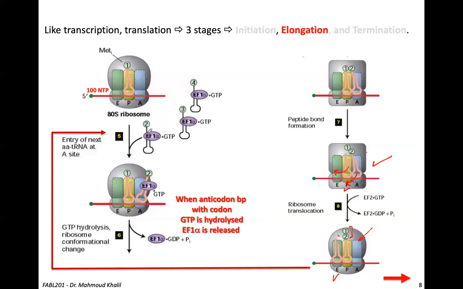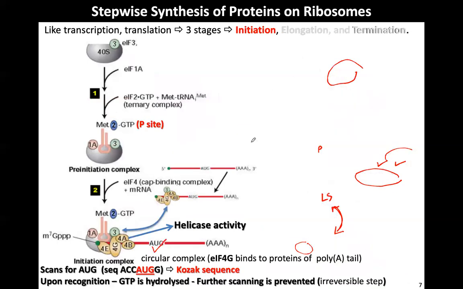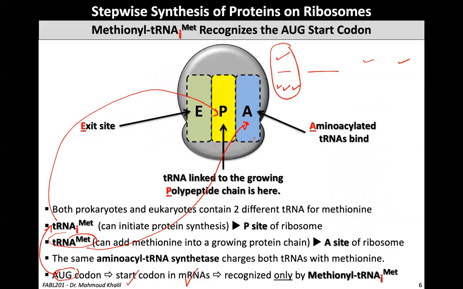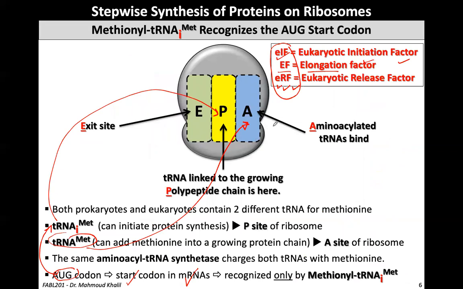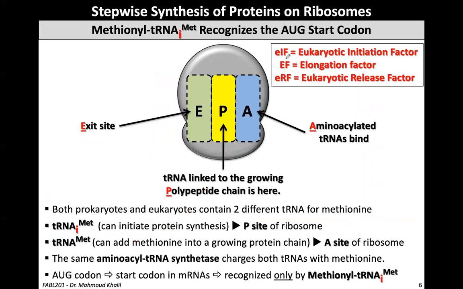The factor, once E means elongation, I means initiation. That's why before I start translation I wrote it down here. So IF means initiation factor, EF elongation factor, RF release factor. So normally the initiation factor works in the initiation stage. Elongation factor works in the elongation phase. A release factor works in the termination phase.